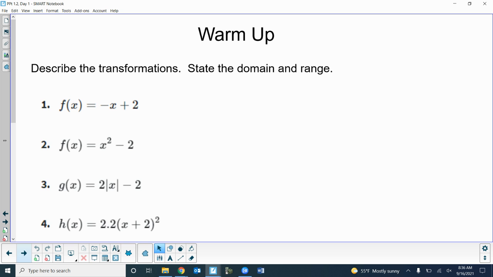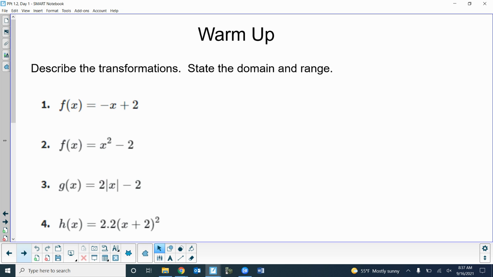All right. So here's what family is this in? Linear, right? What's going to happen? We should know this by looking at it. What's that negative going to tell me? Right, reflects across the x. What's the plus 2 tell me? Going to go up 2. Very good. What's the domain? All real numbers. Range when it's linear, all real numbers, right? Because all x's and y's will work when it's linear.